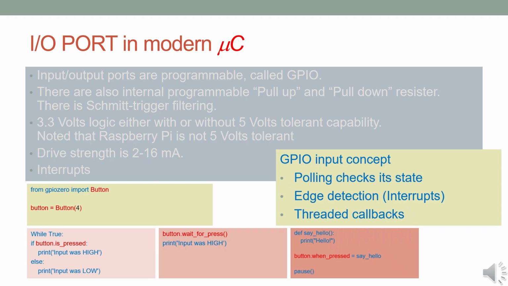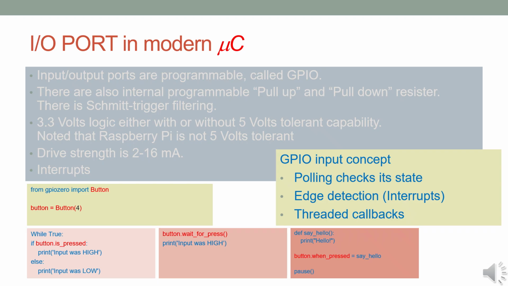Print input was high. This waits until the button is pressed and then proceeds to the next line. Internally, it's still polling, but it simplifies the logic and eliminates the need to write a continuous while loop. You can also provide optional parameters to customize the wait behavior, such as timeouts, although the default settings typically suffice for simple applications.